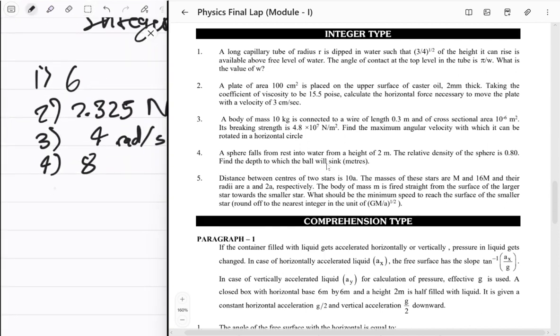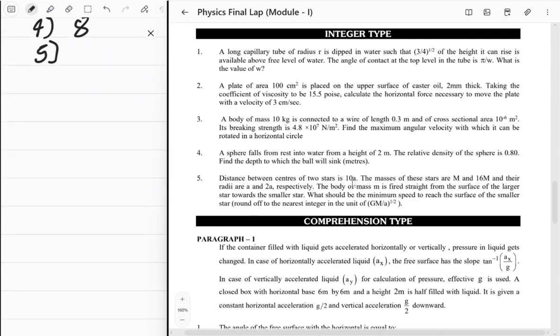Fifth. Distance between center of 2 stars is this thing. The mass of these stars are m and 16m, and their radii are this. The body of mass. मैंने देखा होगा ये, पता नहीं. Fire straight from surface of the largest star towards the smallest star. What will be the minimum speed to reach the surface of the smallest star? Round off to the nearest integer in the unit of gm upon a is the power of 1 upon 2. Okay. Oh, as a unit you are saying. Fine. So क्या है ये?